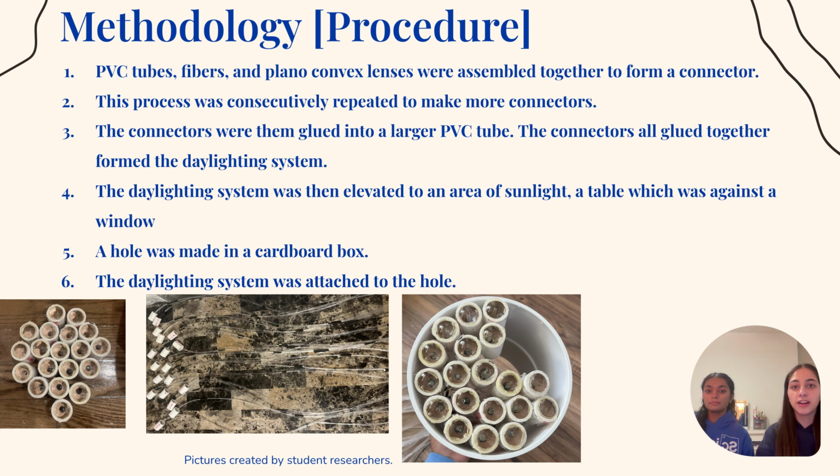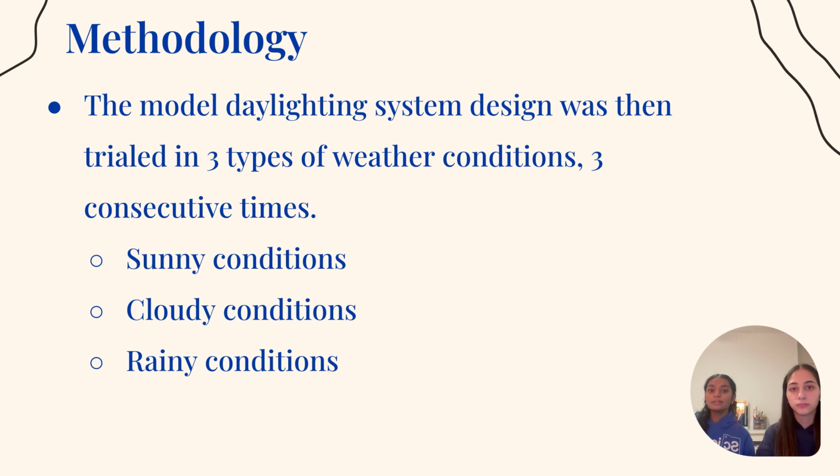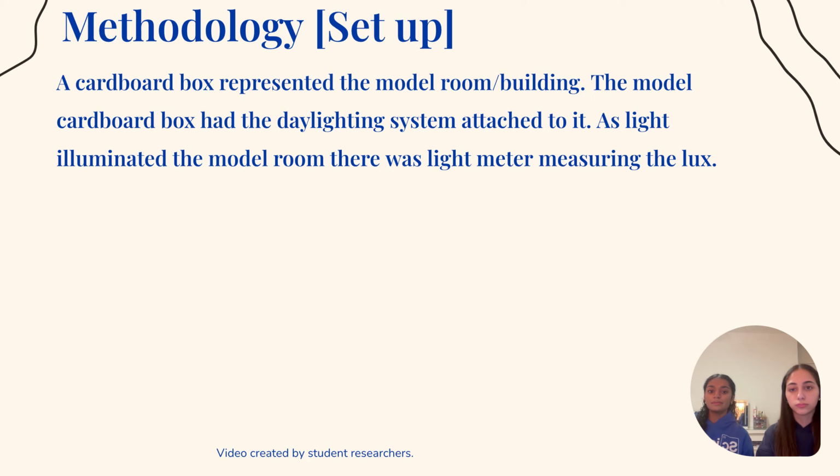This process was done 19 more consecutive times, and the connectors were glued into a larger PVC tube, which formed the daylighting system. The daylighting system was then elevated to an area of sunlight, which was a table against a window, and a hole was made in the cardboard box where the daylighting system was attached. The model daylighting system design was then trialed in three types of weather conditions: sunny, cloudy, and rainy. This was trialed 3 consecutive times.